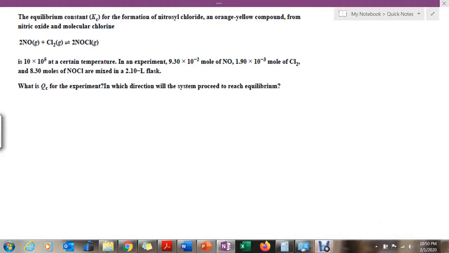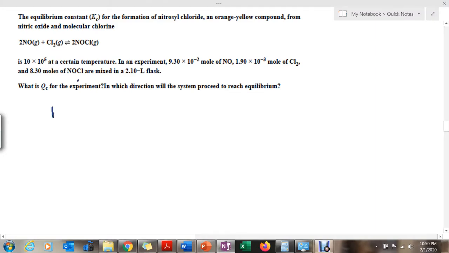Okay, so let's continue doing some problems. The equilibrium constant, Kc, for nitrosyl chloride, an orange-yellow compound formed from nitric oxide and molecular chlorine, is 10 to the fifth, what a strange number, at a certain temperature.